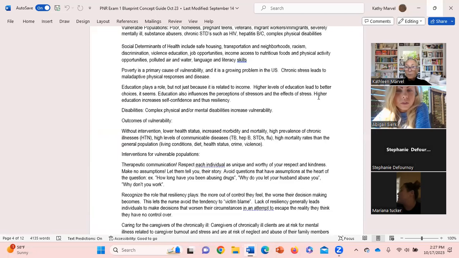So, what would be a question to be asked about that? What would increase self-confidence and resiliency? Yeah, what's resiliency? What contributes to higher resiliency? Which is education. Maybe higher education.